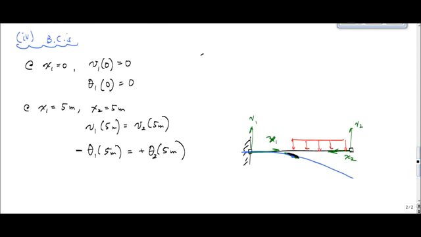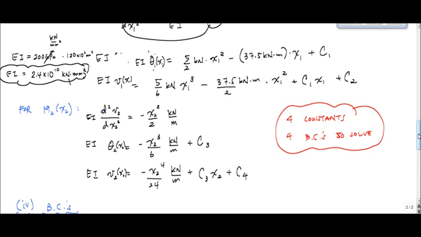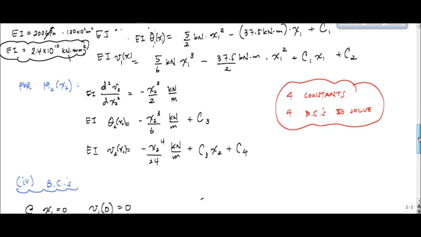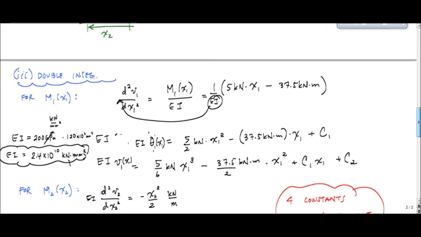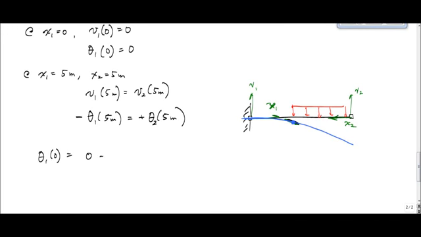So here we have our 4 boundary conditions. Now we can plug and chug and solve for these constants. So let's do some quick examples of this. Let's start with the first one, the slope at 0 equals 0. So here, theta 1 at 0 is equal to, if I plug in 0 for theta 1, which was over here, I would get 0 minus 0 plus C1 equals 0. So therefore C1 equals 0.